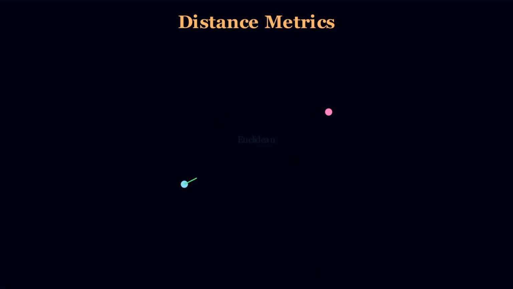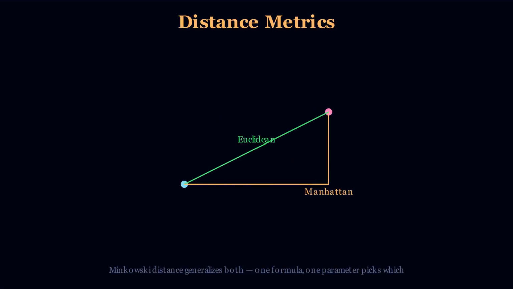Closest has to mean something specific. That's what a distance metric defines. Euclidean distance. Straight line distance, the default, and the most common choice. Manhattan distance. Adds up movement along each axis, like city blocks. Minkowski distance generalizes both. One formula, a parameter picks which one you get. Different metrics can genuinely change which points count as nearest.